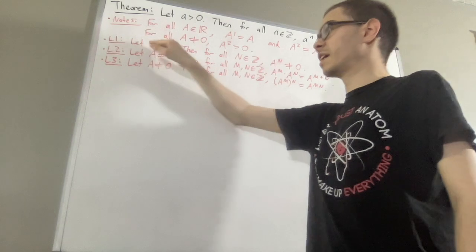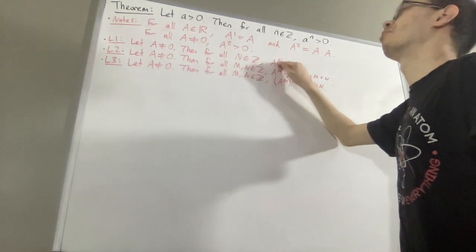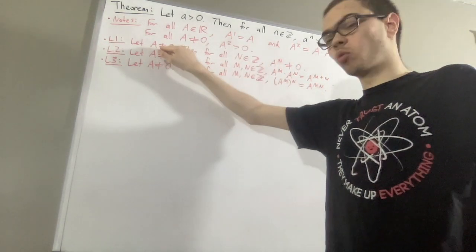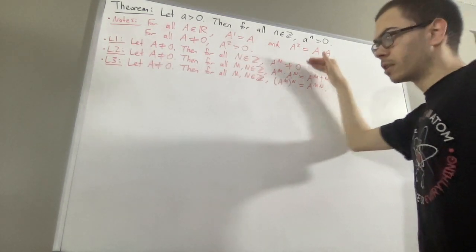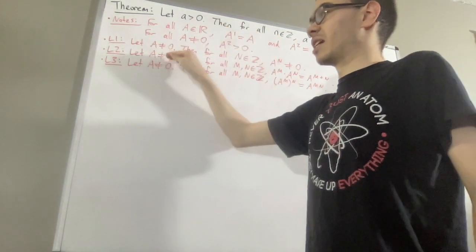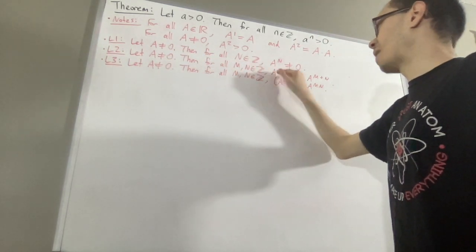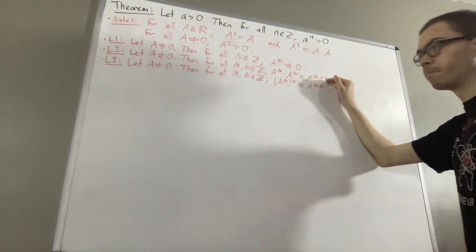First, let a be a non-zero real number. Then for all integers n, a to the power of n is a non-zero real number. So this is telling us a non-zero real number to the power of any integer will be a non-zero real number. Our second result: let a be a non-zero real number. Then for all integers m and n, a to the power of m times a to the power of n is equal to a to the power of m plus n.